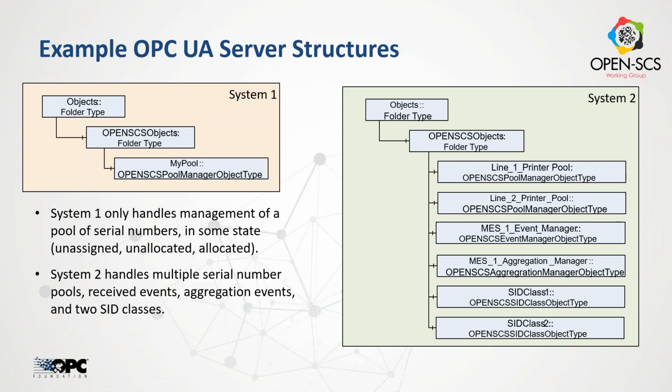On the other hand, system two, maybe it's a much more complex system. Maybe it's a complete MES or MOM system out there, and it handles multiple serial number pools. So I'm going to manage a pool of allocated, and manage a pool of unallocated, manage a pool of commissioned, all these other things. It's going to receive events from lower level systems. It may have aggregation events and manages multiple different SID classes associated with it.